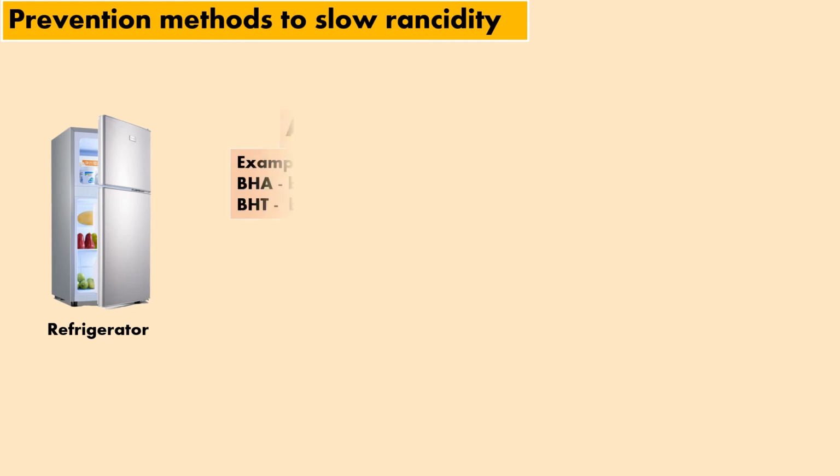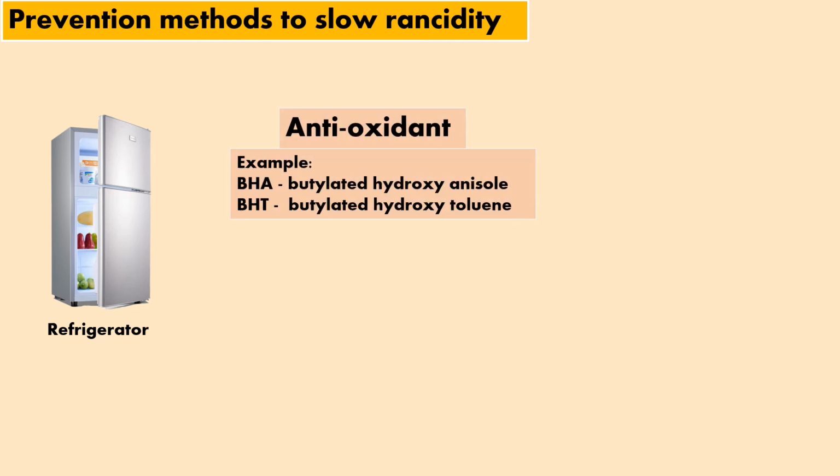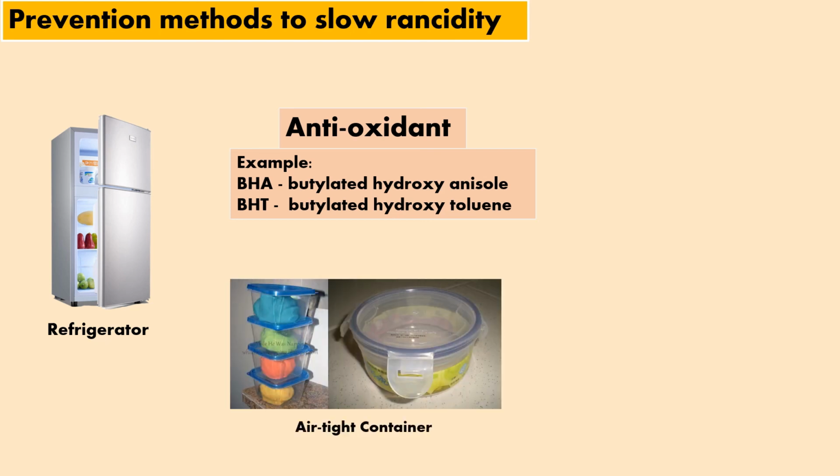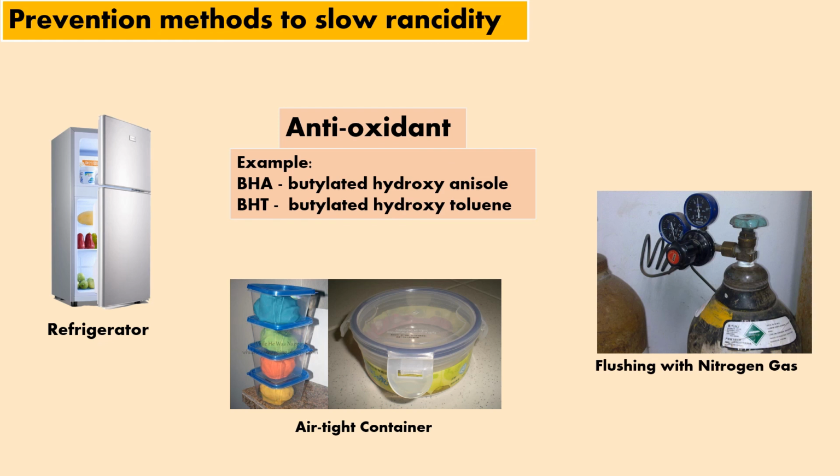Second way is using antioxidants. Antioxidants are substances which do not allow the fat and oils in food to get oxidized. Some artificial antioxidants are BHA, that is butylated hydroxyanisole, and BHT, butylated hydroxytoluene. Third one, use of tight containers where air is not allowed to come in contact with the food. The fourth one is to flush the food with nitrogen gas to prevent it from being oxidized by oxygen.